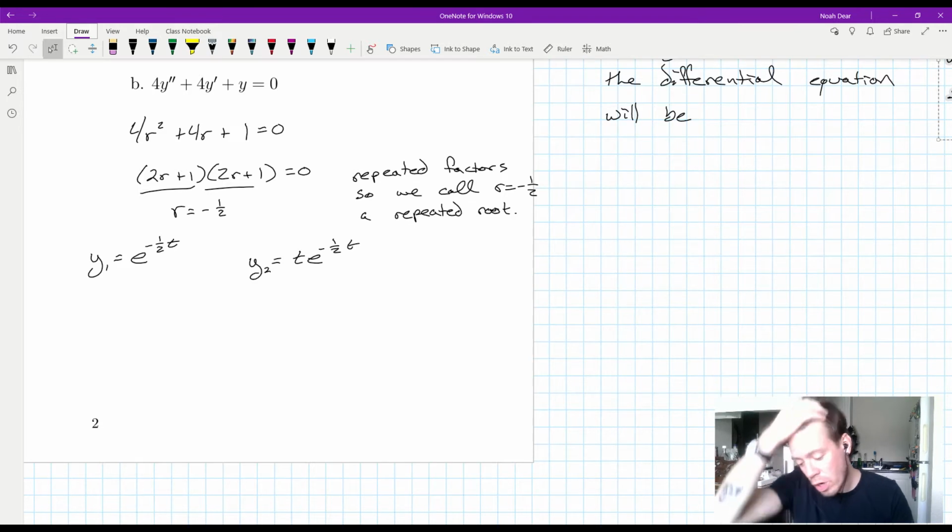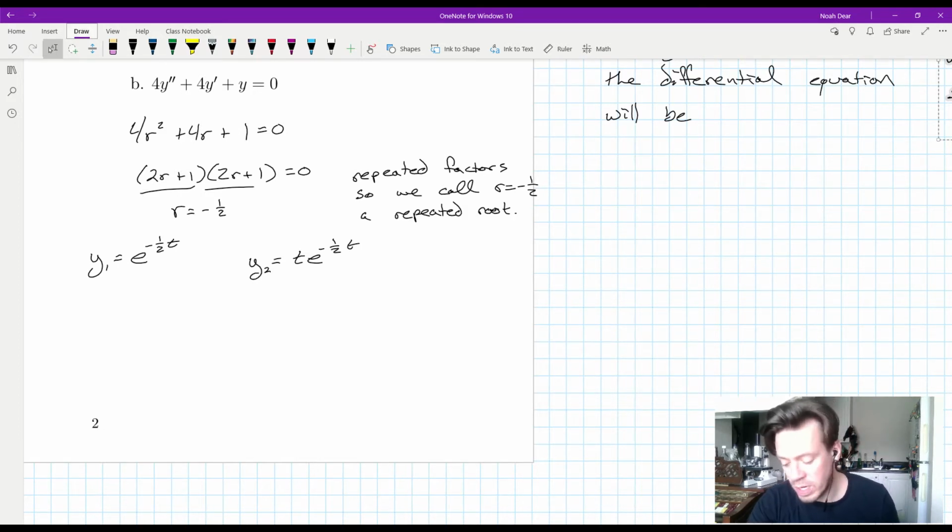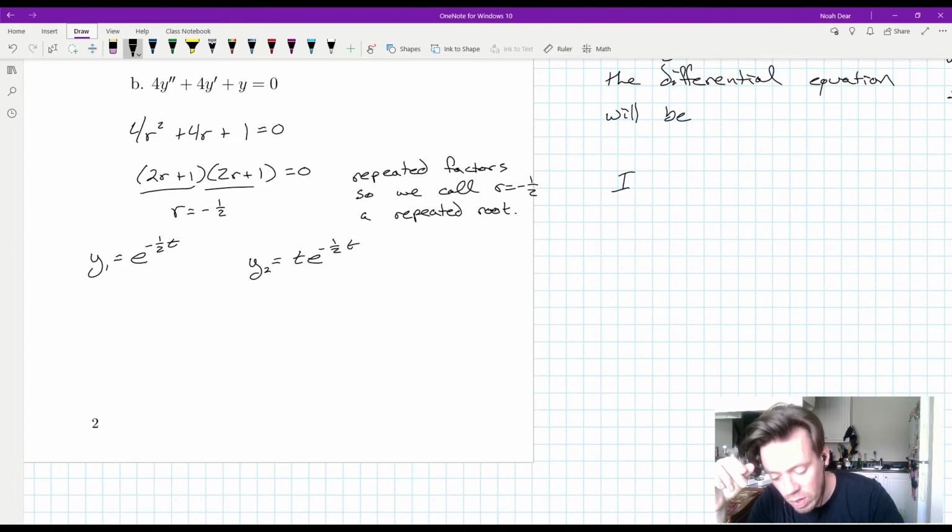So we want to show that if there's a single repeated root for a second order homogeneous differential equation, that the second linearly independent solution is going to be the same as the first one, just with the independent variable multiplied by it.